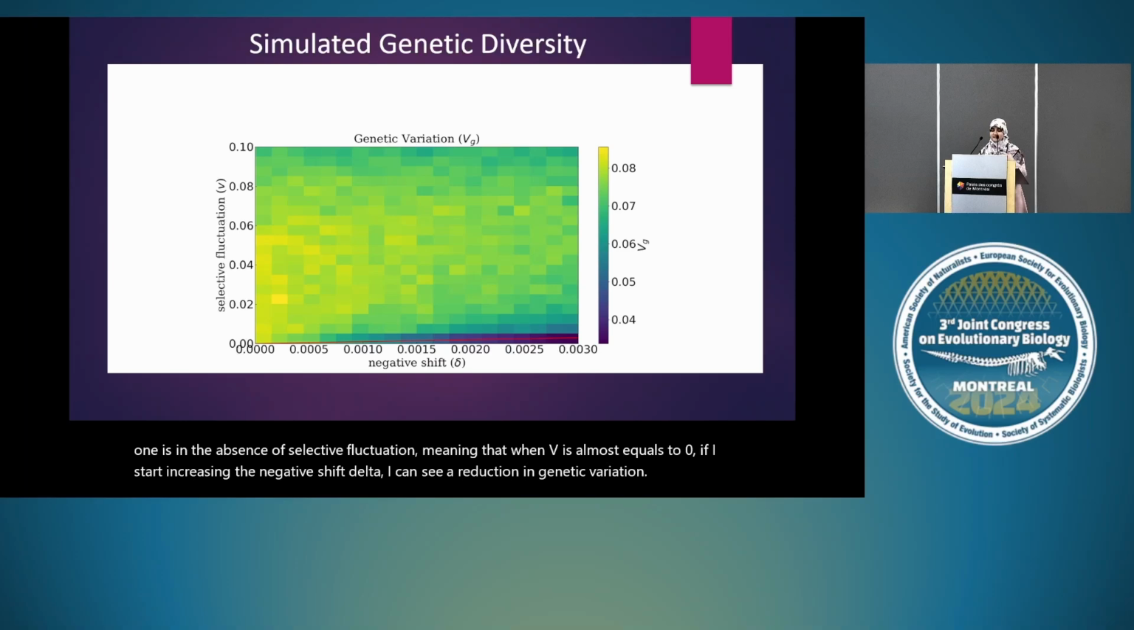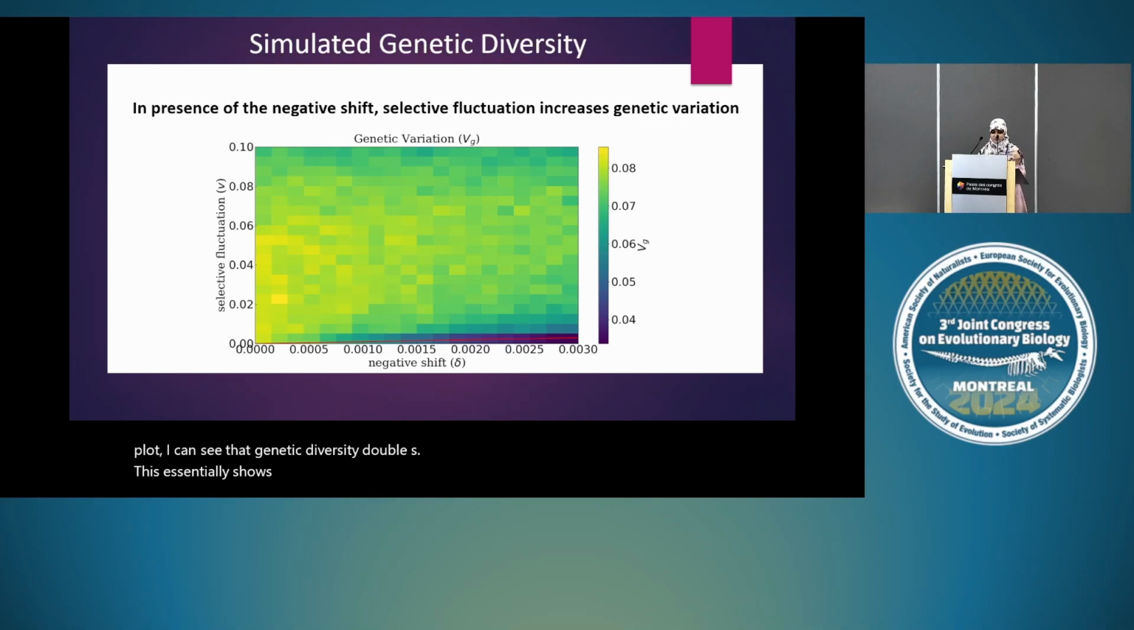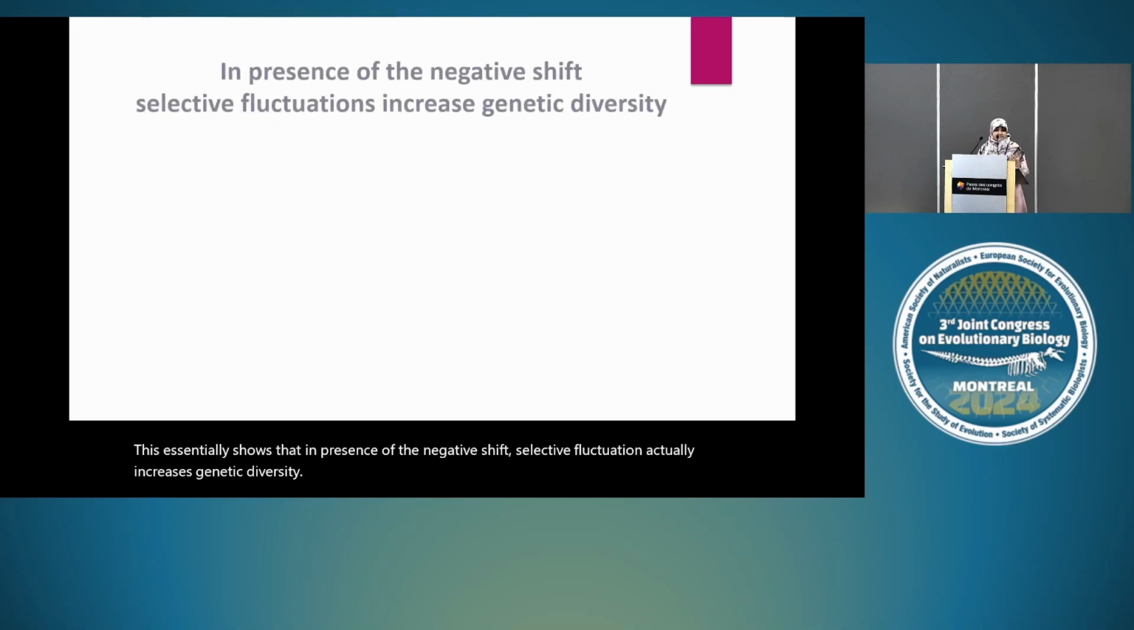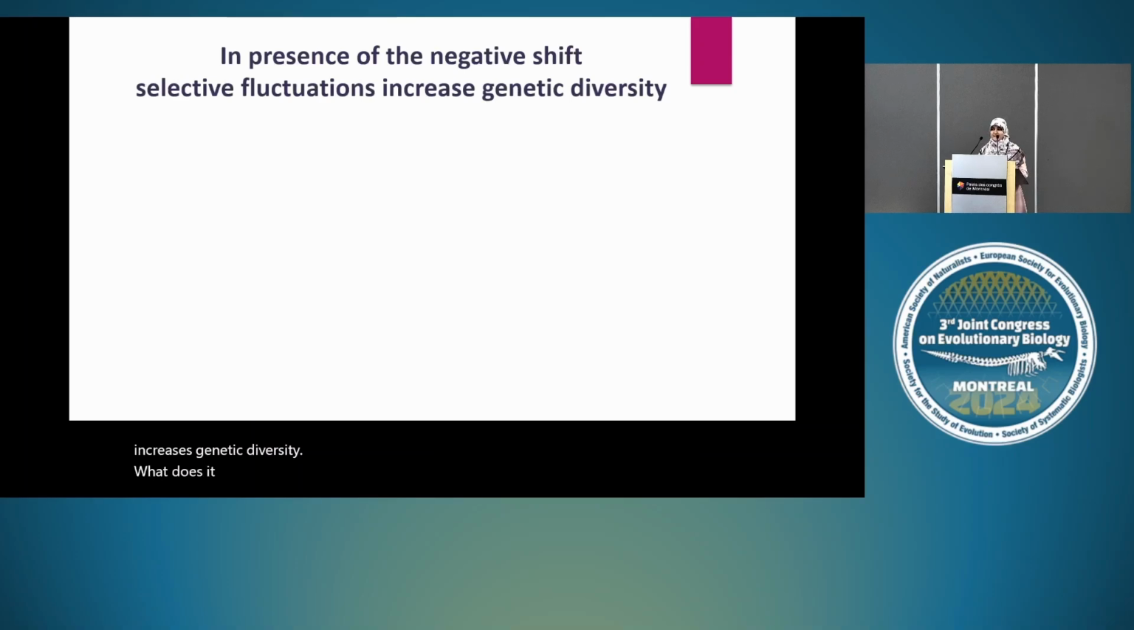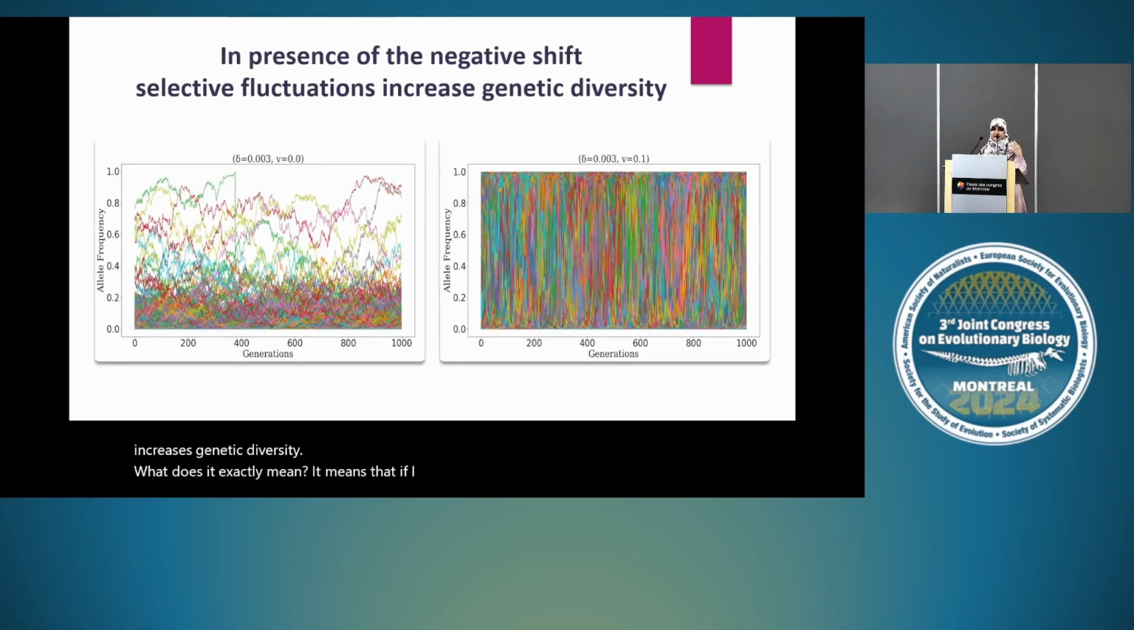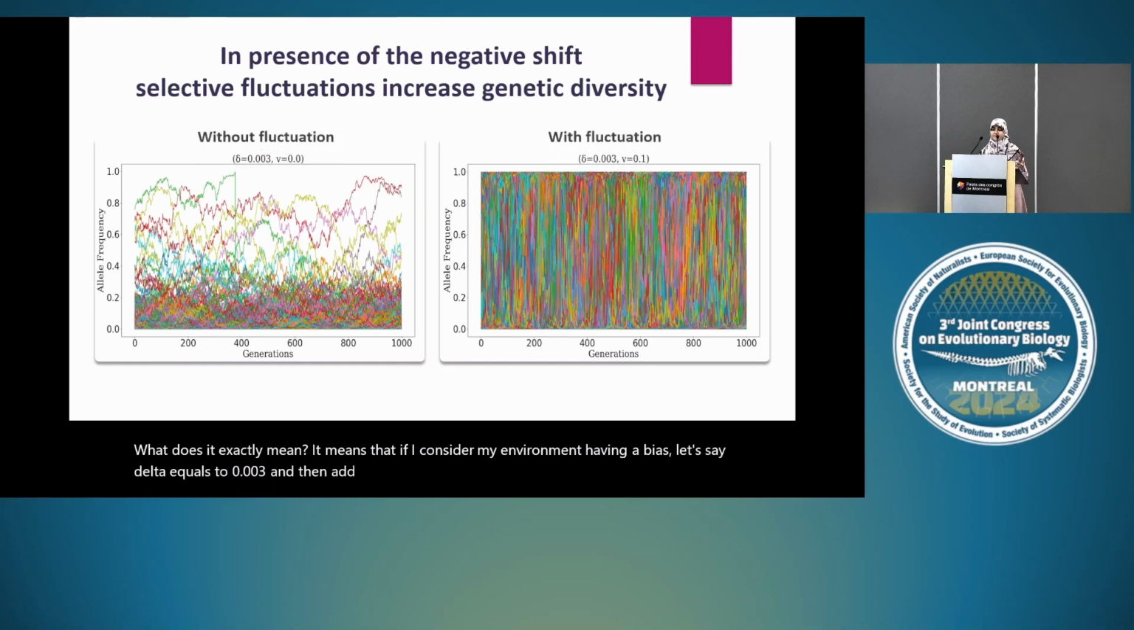However, as soon as I add a little bit of selective fluctuation on the rightmost corner of my plot, I can see that genetic diversity doubles. This essentially shows that in the presence of the negative shift, selective fluctuation actually increases genetic diversity. Well, what does it exactly mean? It means that if I consider my environment having a bias, let's say delta equals 0.003, and then add fluctuation to that environment, this is what I'm going to see.